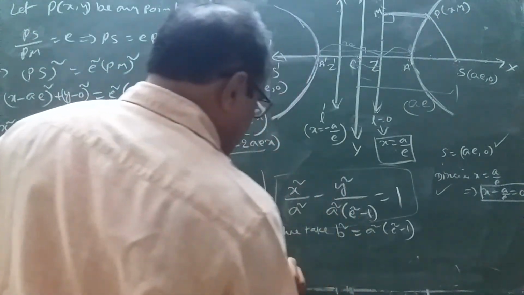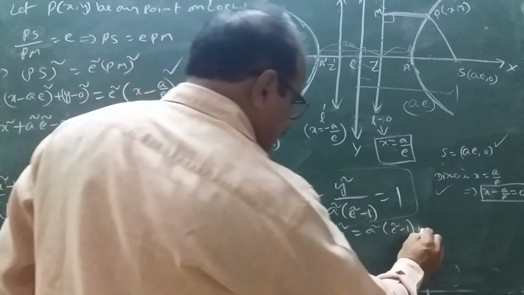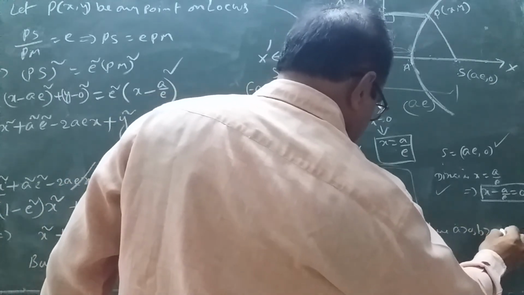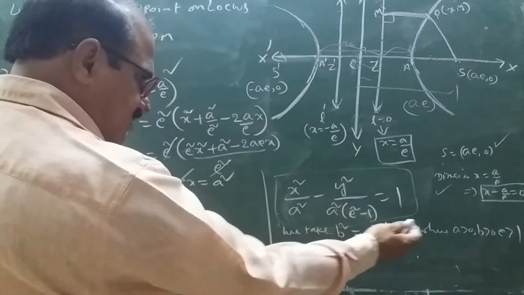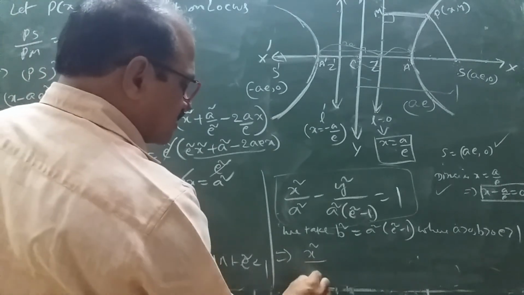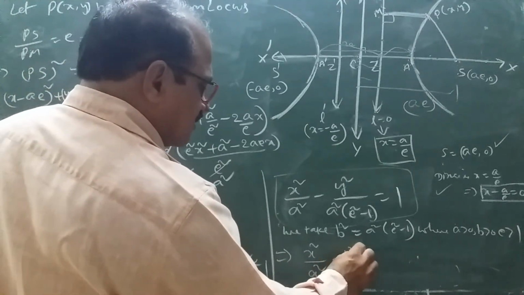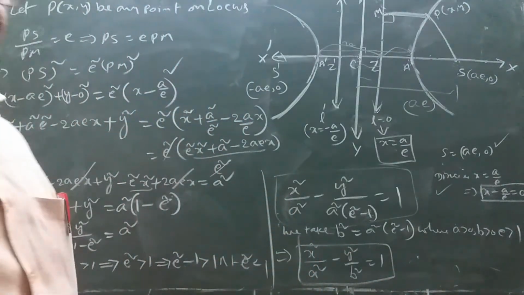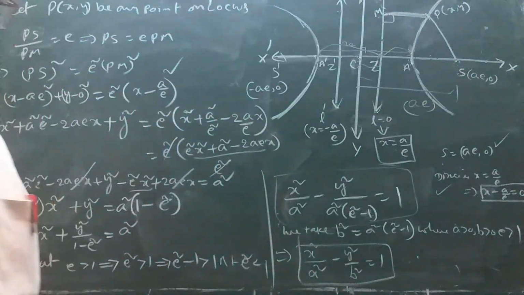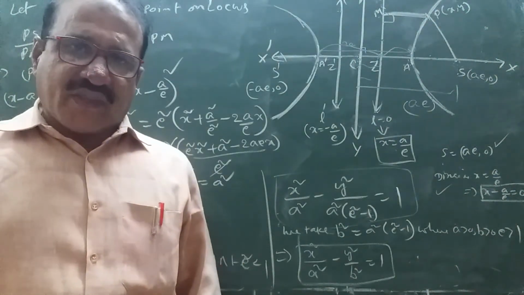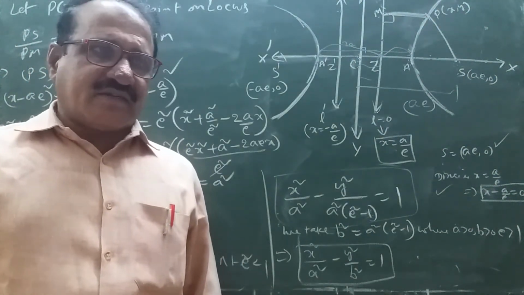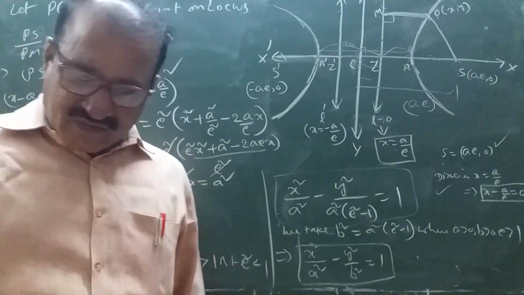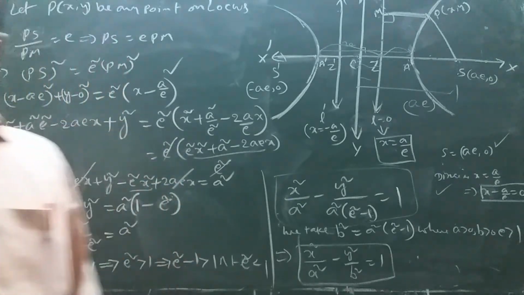That implies the equation will become x square by a square minus y square by b square is equal to 1, where a greater than 0, b greater than 0, e greater than 1. These three conditions apply here. This is the standard form of hyperbola. This is the proof of the standard form of hyperbola. By using that, we can solve so many problems which are given in our exercise. For that, we have to move further.